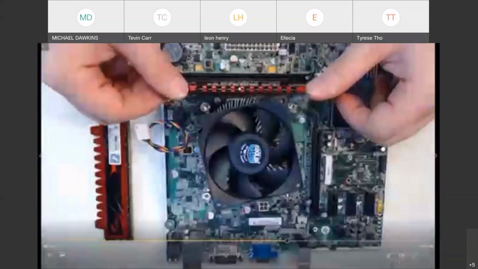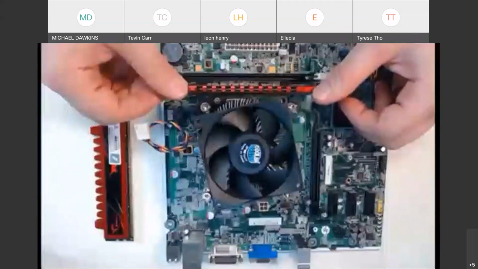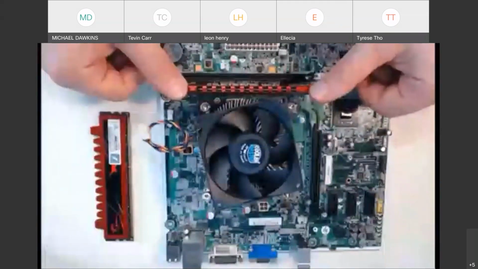Step 4, now use your thumbs to press down on both sides of the RAM module, and you feel the RAM module will be locked in by the 2 lever arms on the motherboard.